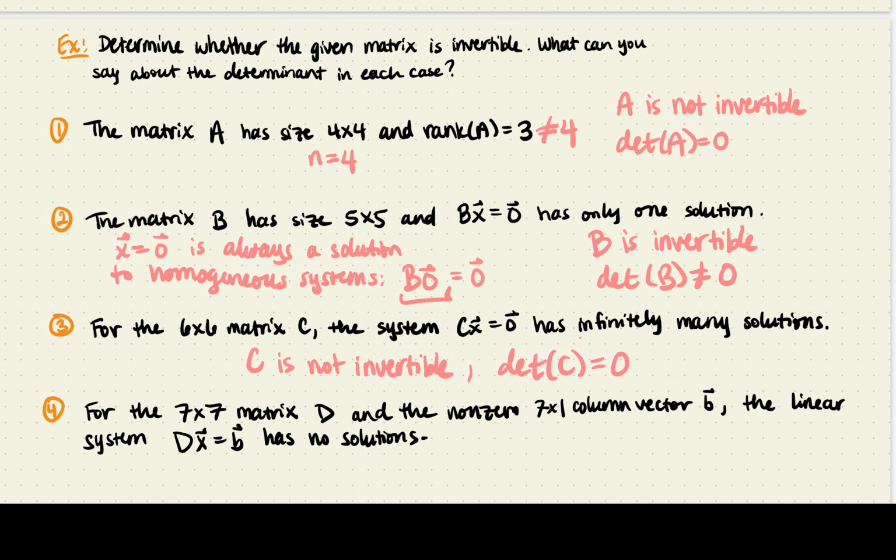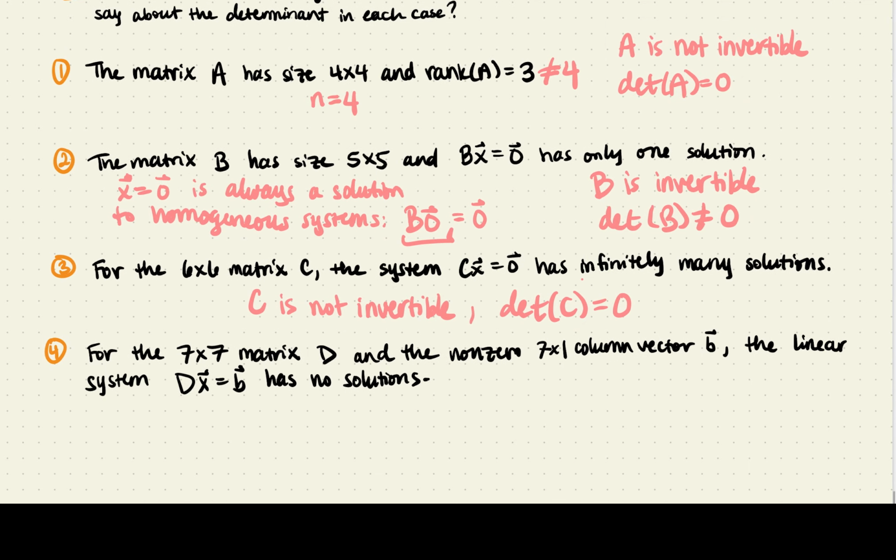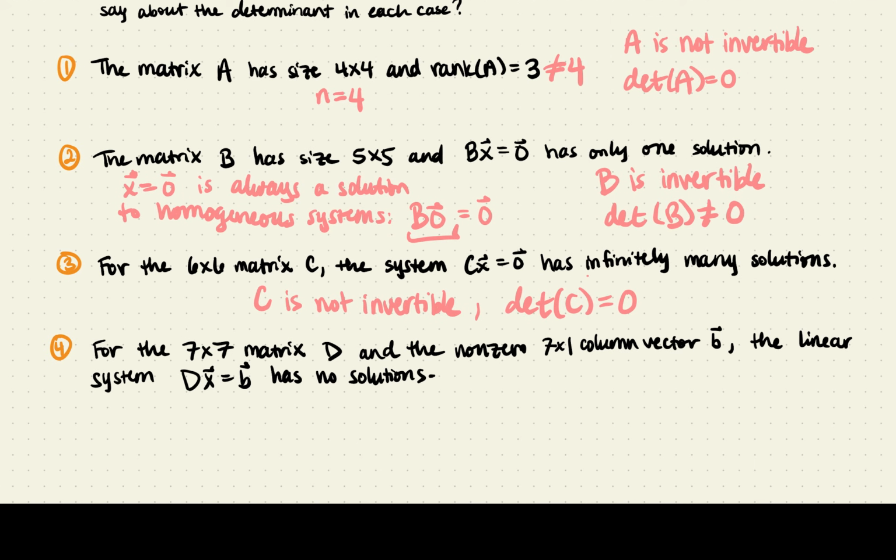So scroll back down. So here we're going to say, since Dx equals b for some vector b has no solutions, then D is not invertible. We can also say that the determinant of D equals 0.